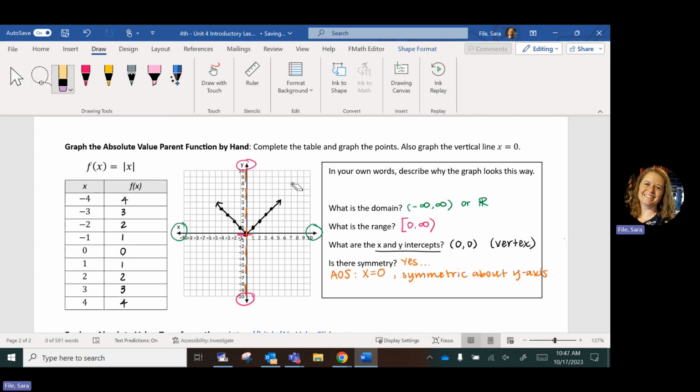You could explain it as it's a reflection. All of the points are equidistant from that axis of symmetry. So left and right from there, they go out equidistant. Okay, so a few different ways to explain why it makes that V shape. Okay, and I'll let you decide what makes the most sense to you, what you want to put there for your notes.